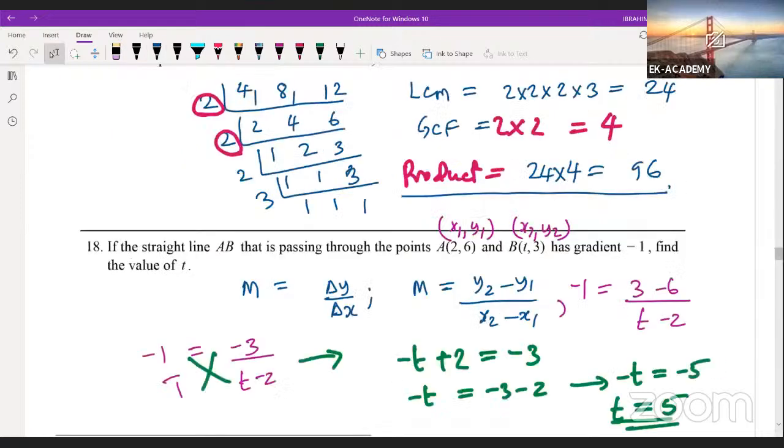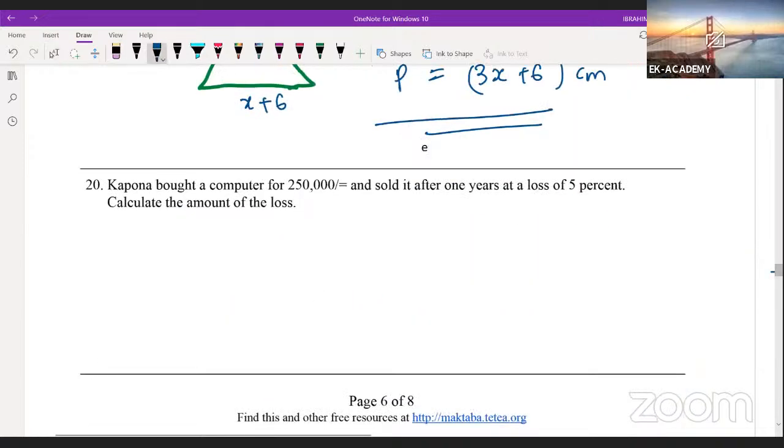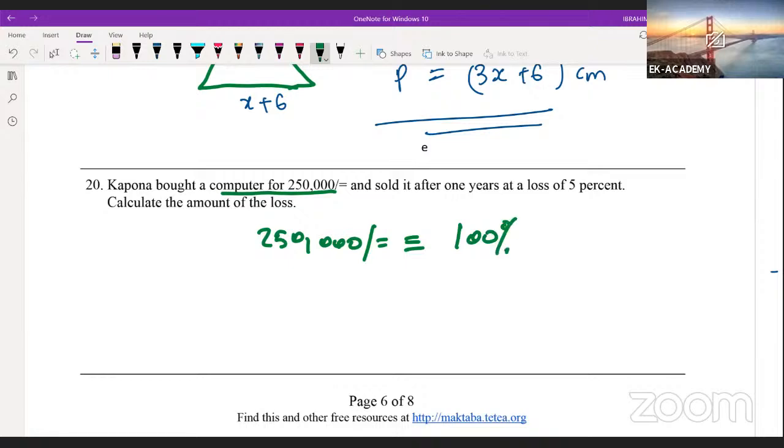Next question, that is question number 20. Capone bought a computer for 250,000 shillings and sold it after 1 year at a loss of 5%. Calculate the amount of the loss. I'm going to give you a very simple method which you can use to solve this kind of question. So we know that the buying price here is 250,000 shillings. So 250,000 shillings is equivalent to 100%.